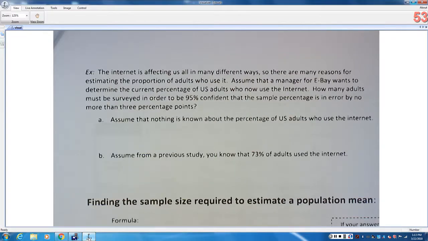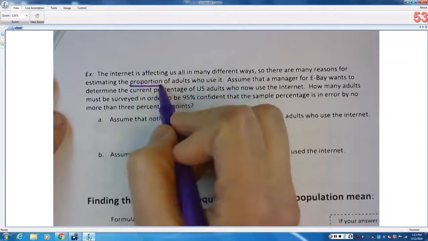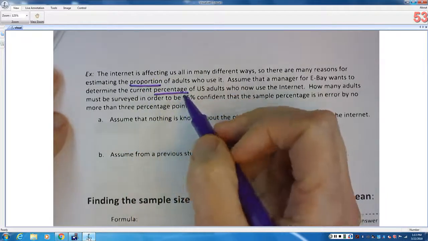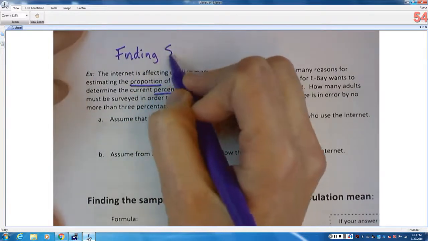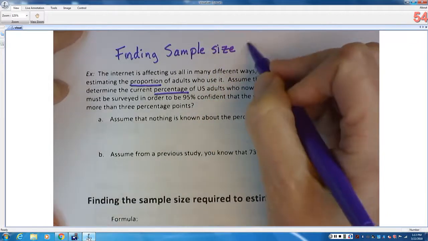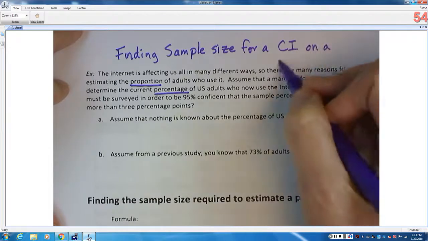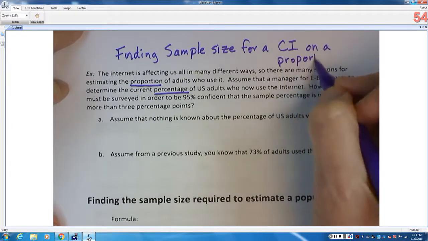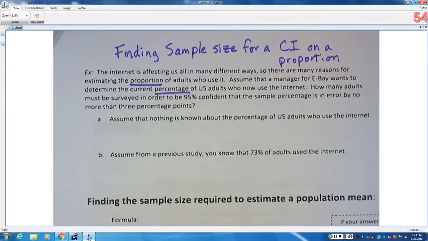Okay, so these are examples. This is an example. Do you see the word mean anywhere in this problem? No, you see the word proportion and you see percentage. This is finding the sample size for a confidence interval on a proportion. So we're going to use the formulas from the previous page.